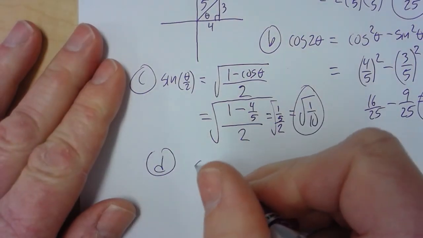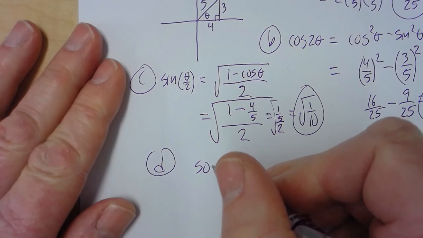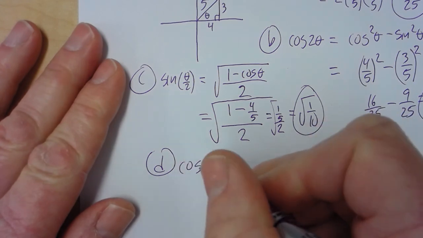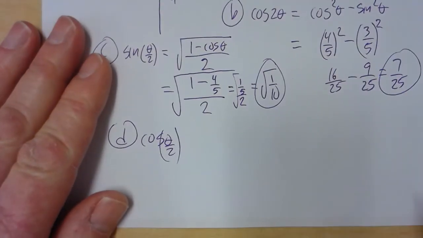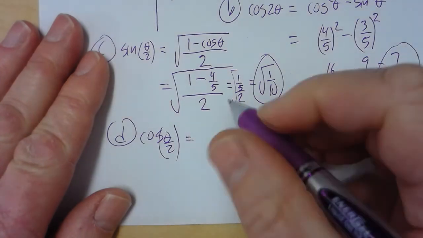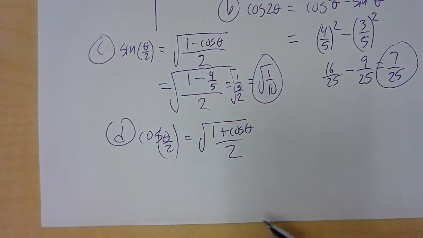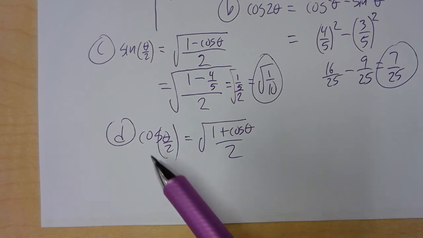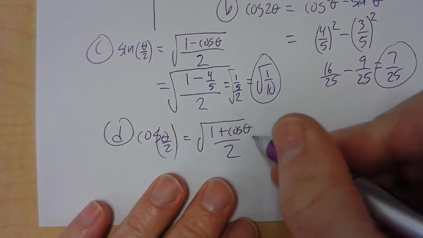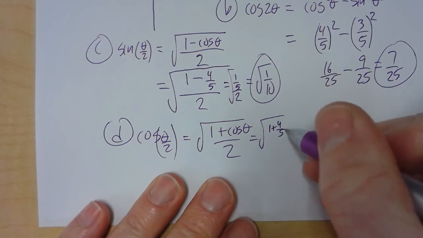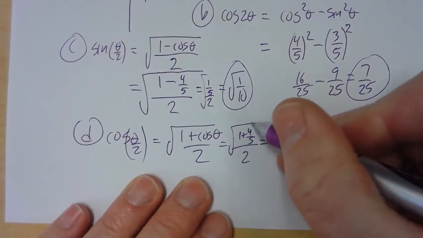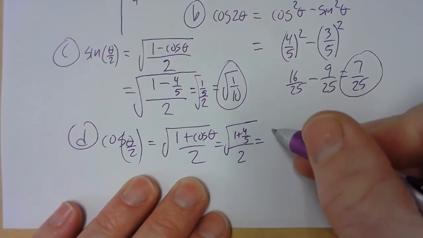D, cosine of theta divided by 2. All right, so it's going to be the plus version of this. So it's going to be square root of 1 plus cosine theta over 2. So there's definitely a pattern to these. If you spend enough time working with them, you would be able to go, ooh, yay! I get it. So here we are with this. Make sure I'm doing this correct. All right, so it'd be a square root, it'd be 1 plus the 4/5 divided by 2. So then that would be what, 5/5 plus 4/5 is 9/5, divided by 2.